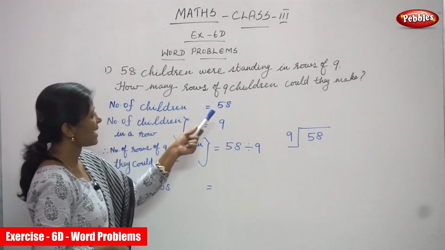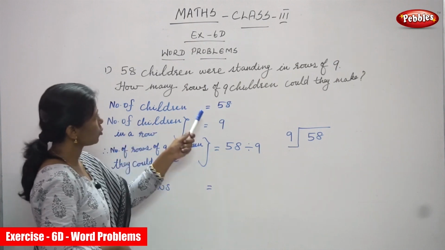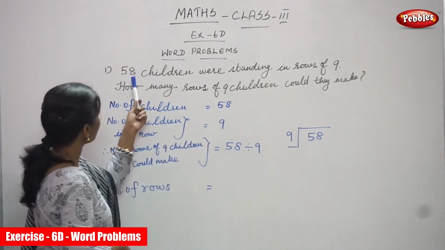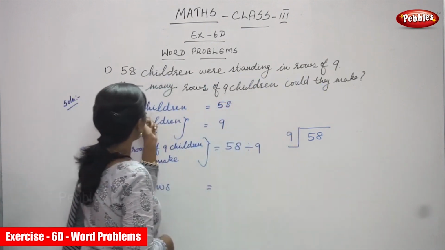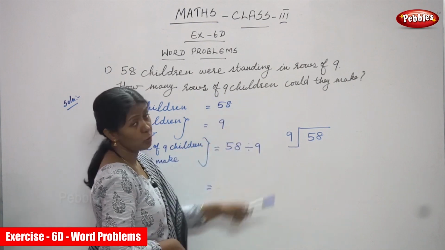58 children were standing in rows of 9. How many rows of 9 children could they make? I will repeat. 58 children were standing in rows of 9. How many rows of 9 children could they make?